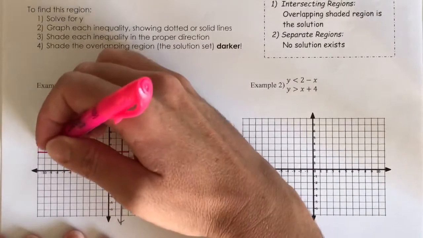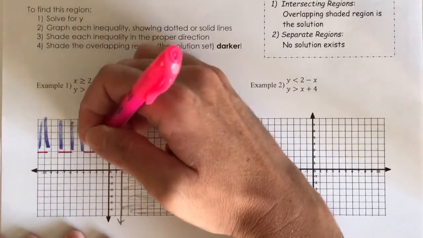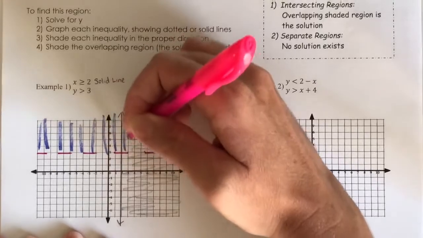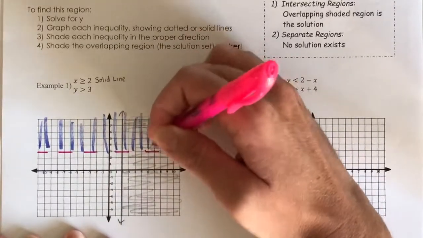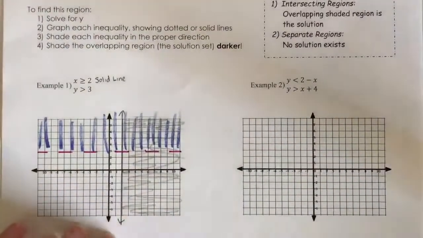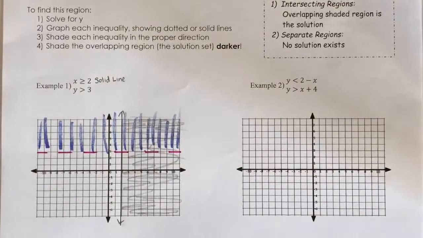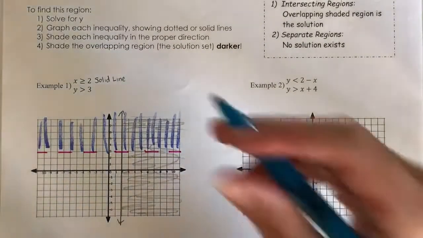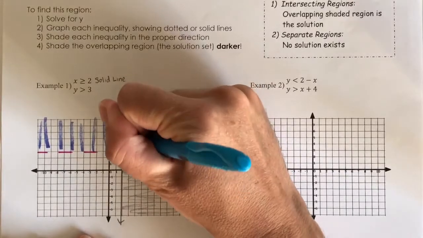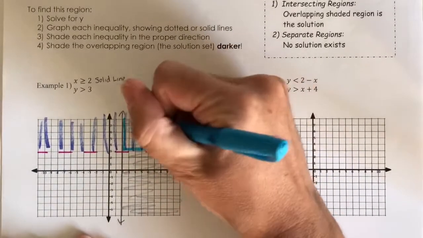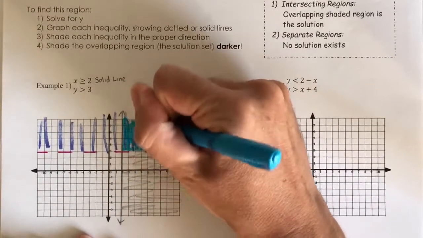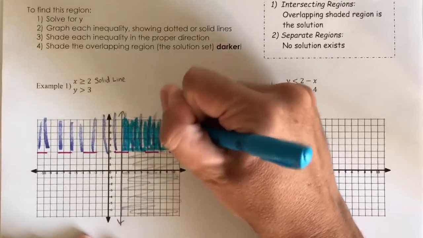Now remember, your solution is the overlap. So where the two functions overlap, we shade darker, or I like to shade in a different color. So the solution is this section right in here where these two share common points.